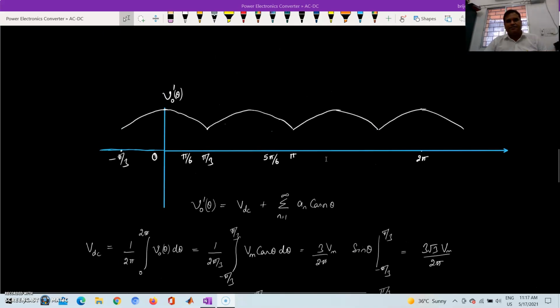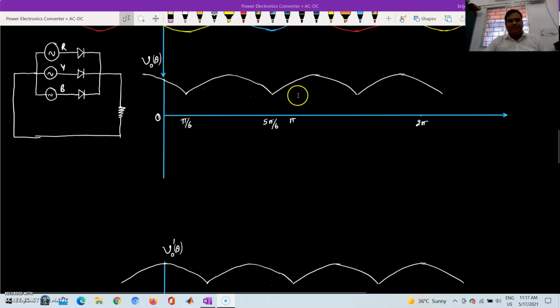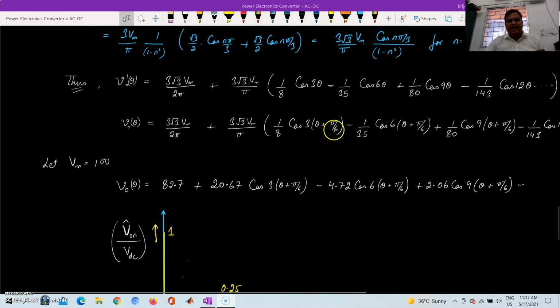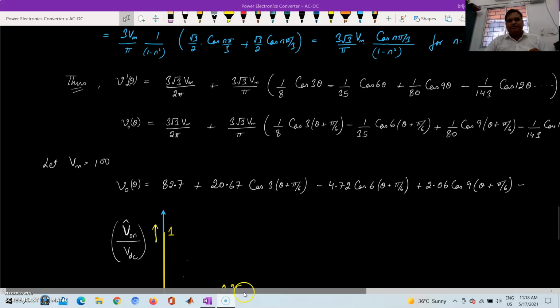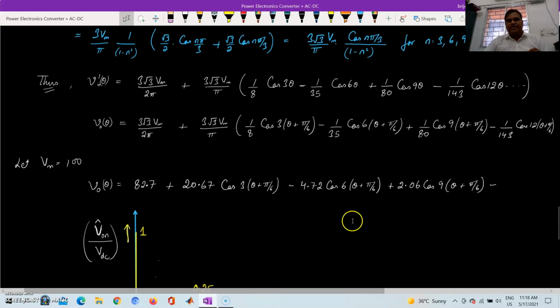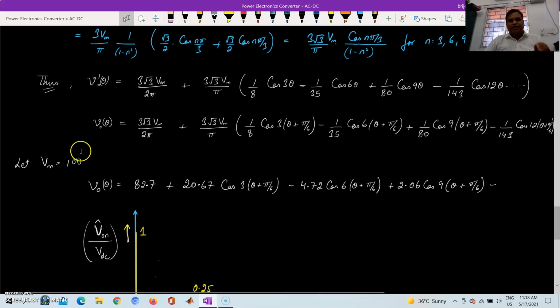Now see the waveform again. This waveform we get by shifting this waveform. If we shift this DC voltage waveform, the unidirectional voltage, 30 degree left, we will get exactly this waveform. That is why we add plus 30 degree to all terms, without having any error. So we can simply put 30 degree to all and we can get this up to here. Now let us take the value of Vm equal to 100.